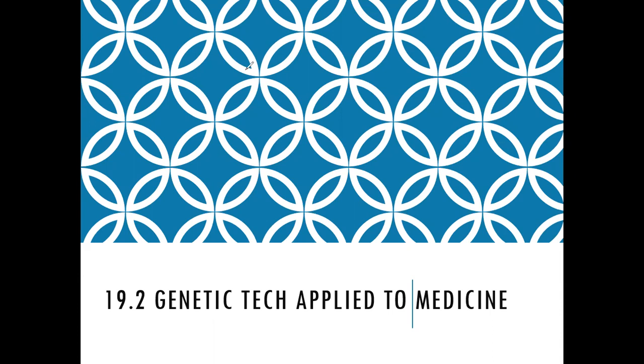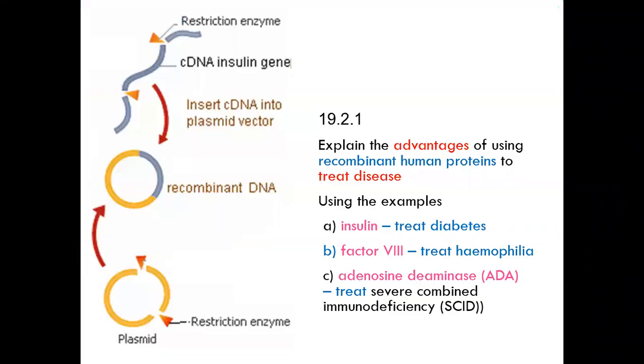So now we want to look at when we apply those techniques in medicine, how does it help us? The learning outcome says to explain the advantages of using recombinant human proteins. For example, insulin has been produced by genetic engineering, so it is called recombinant insulin. These recombinant human proteins, we use them to treat disease.